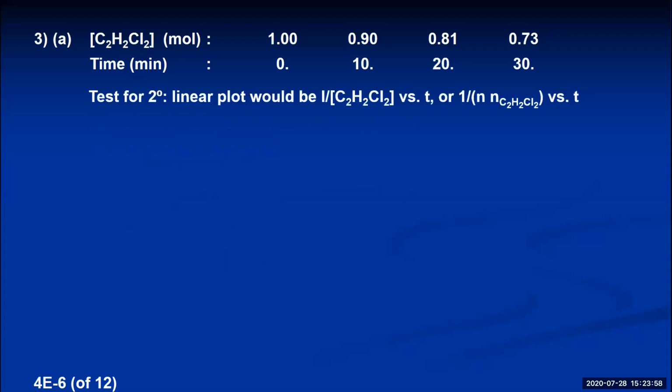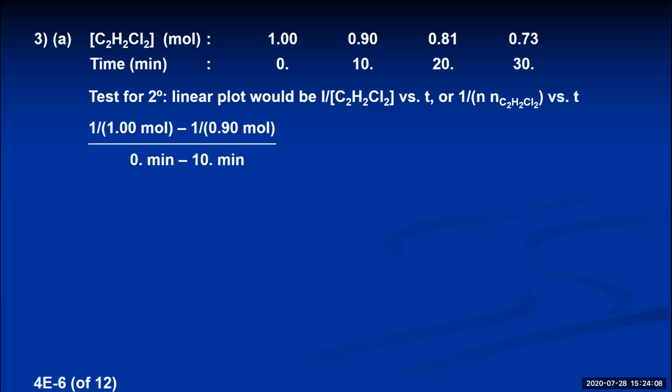So let's test for 2nd order. If this is a 2nd order reaction, then the reciprocal of the concentration of the reactant versus time will wind up giving a straight line. So for the first 2 points, 1 over 1 mole minus 1 over 0.9 moles divided by 0 minus 10 gives me a slope of 0.0111 moles to the negative 1 minutes to the negative 1.